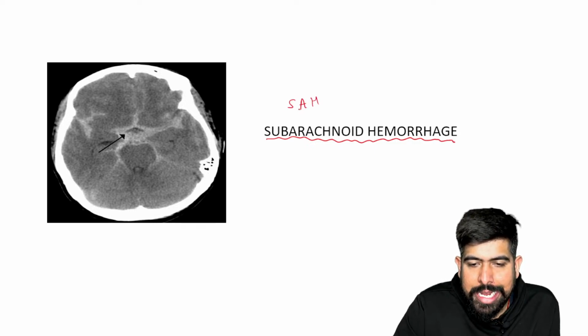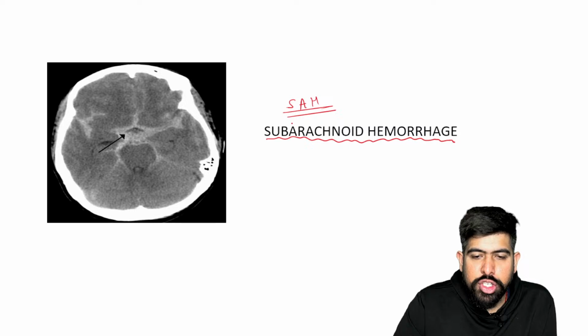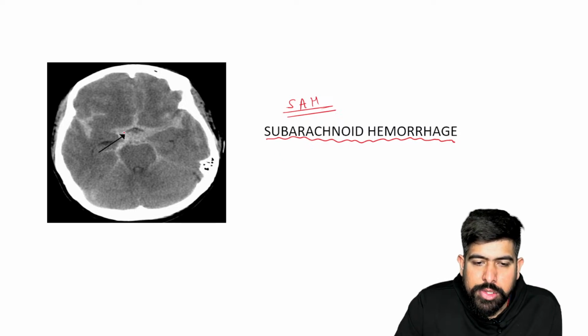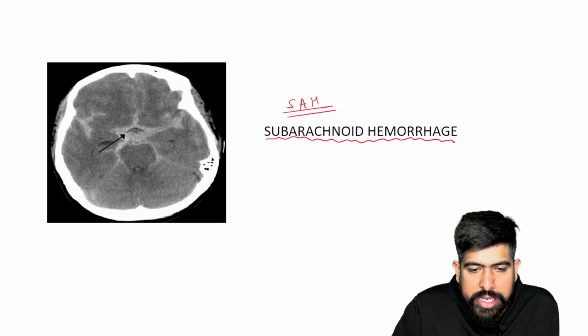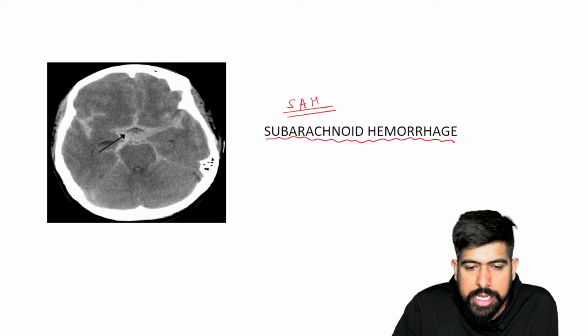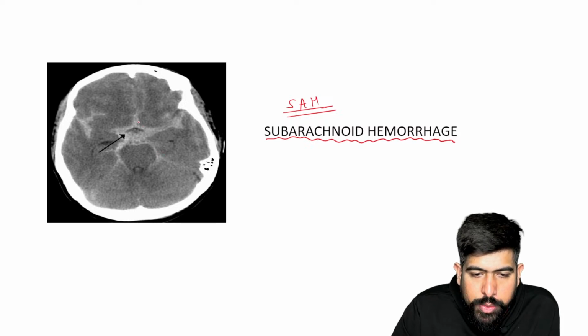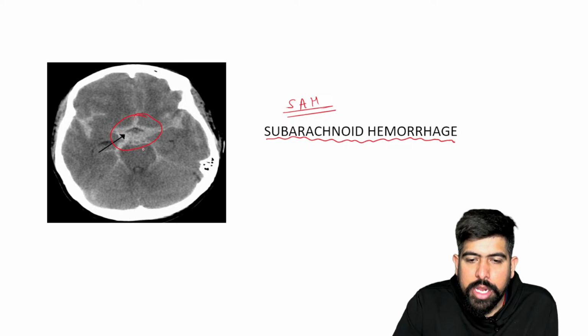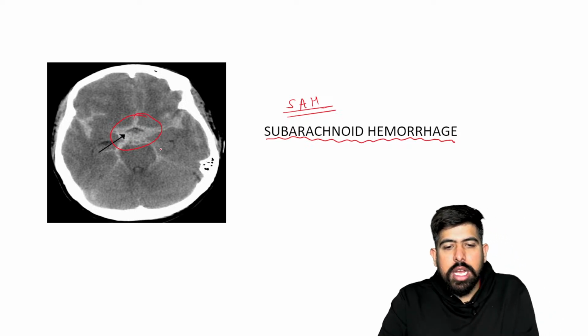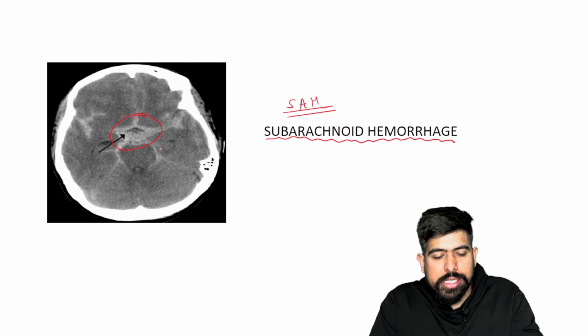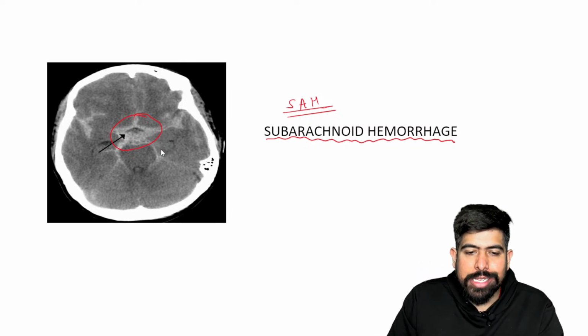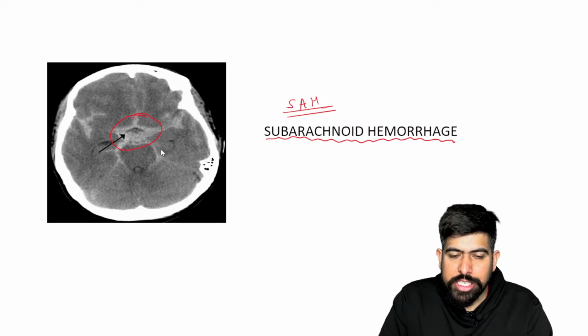Subarachnoid hemorrhage, SAH. Please remember the short names also. And by this you can also see the circle of Willis clearly in this case. This is the site of hemorrhage. Can you see here? This is known as your subarachnoid hemorrhage, your SAH.